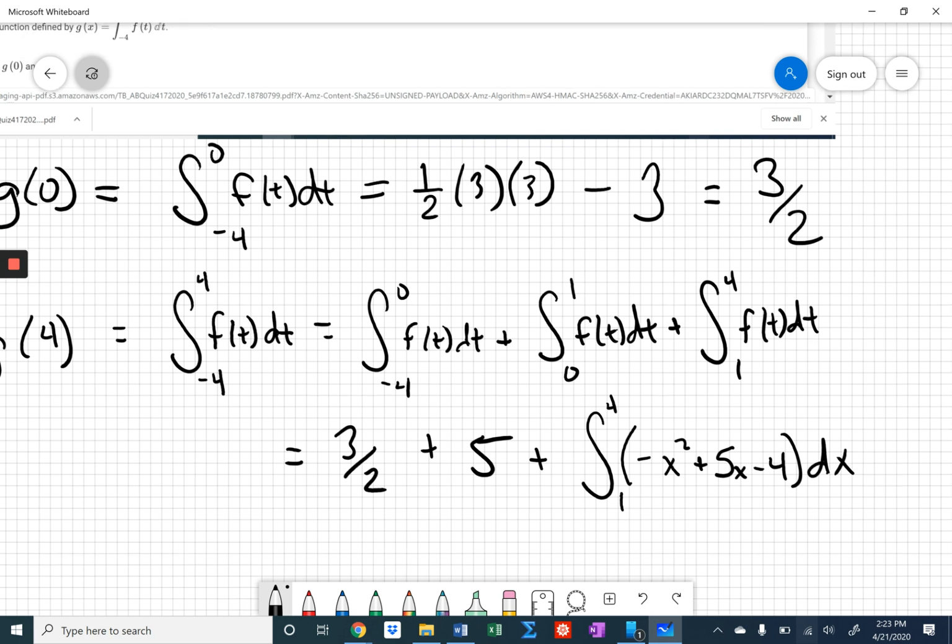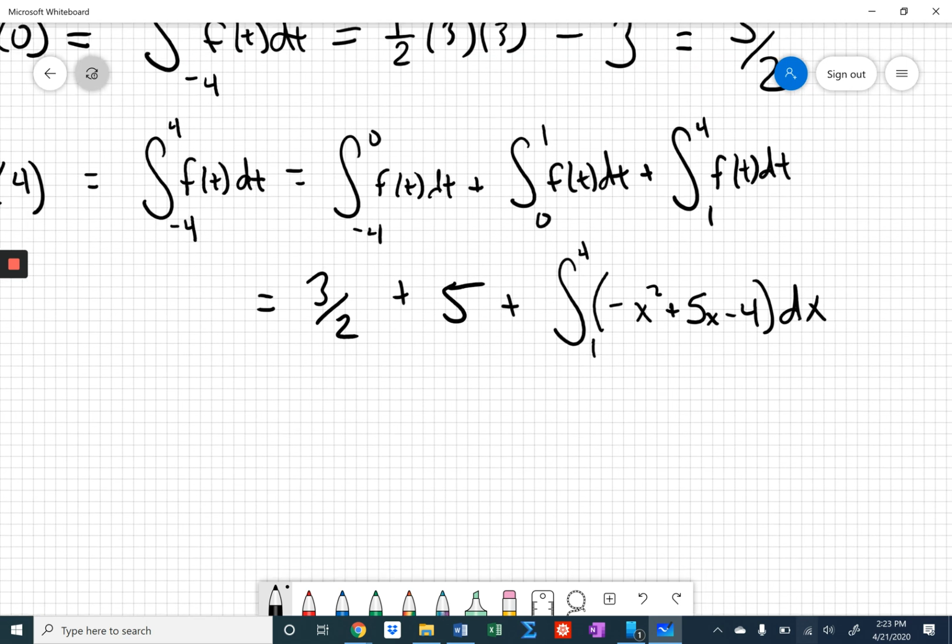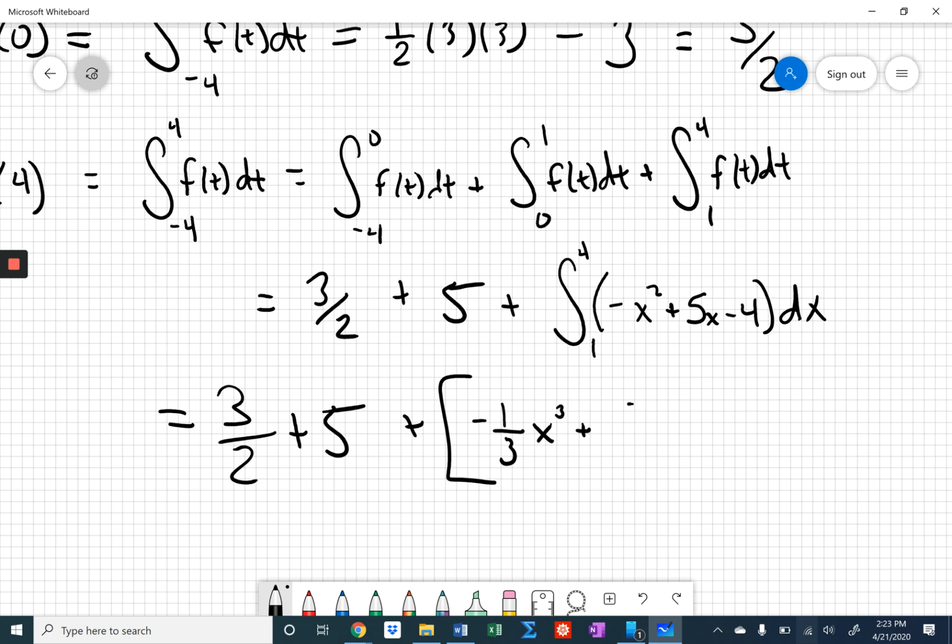Okay, and so to evaluate that, I saw a handful of you not find an antiderivative. There were a handful of you that just plugged in 4 into that expression, plugged in 1. The fundamental theorem says you have to find an antiderivative and then plug in the endpoints and subtract. And so it's a silly mistake not to do that. But nonetheless, we get 3/2 plus 5 plus, find the antiderivative, so negative 1/3 x cubed plus 5/2 x squared minus 4x, and again evaluated from 1 to 4.